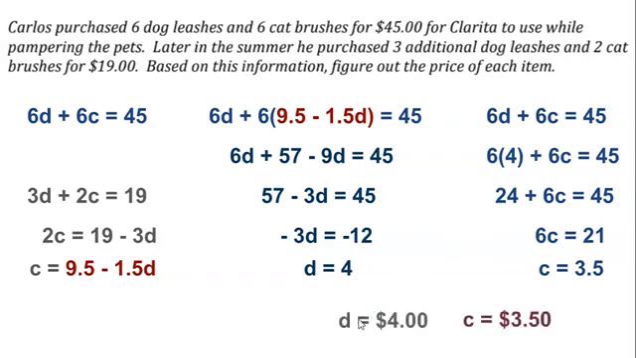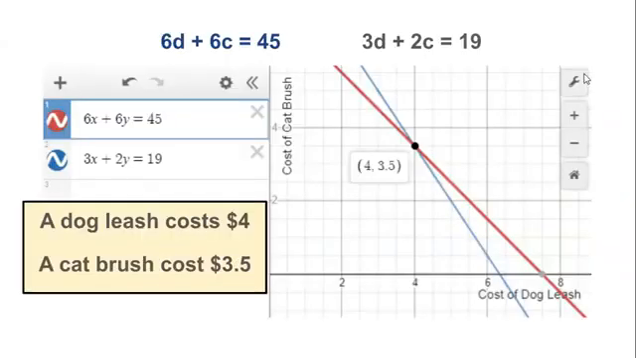And again, I found that the cost of the dog leash is $4 and the cost of the cat brush is $3.50. The other method for solving systems of equations is graphing. I used Desmos, and X is representing the cost of a dog leash, while Y represents the cost of a cat brush. When I enter my equations, they graph these 2 lines, and the intersection of the 2 lines is my answer. The X coordinate gives me the cost of a dog leash, and the Y coordinate of this intersection point gives me the cost of the cat brush.